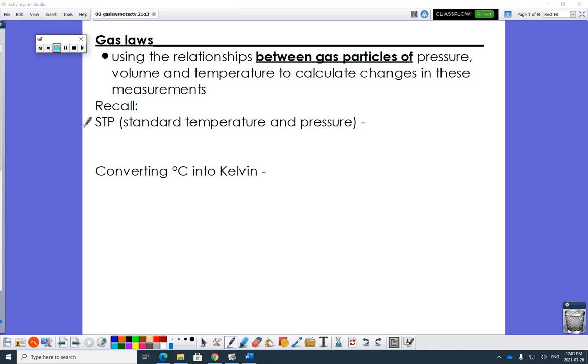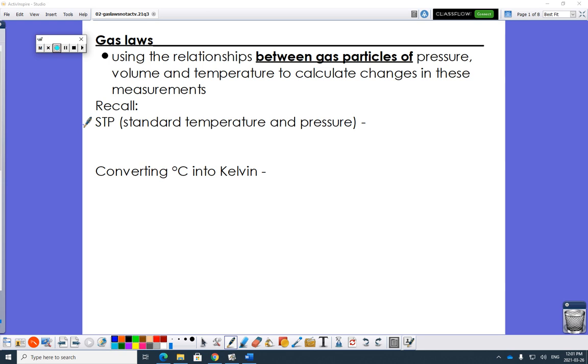Okay, so for the gas laws, we are going to investigate the relationship between how gases behave when you change the pressure, when you change the volume, or when you change the temperature, or if you do all three at the same time. So again, these are laws, which means that they have been proven because it's very easy to manipulate these three particles or these three variables when you're talking about gas particles.